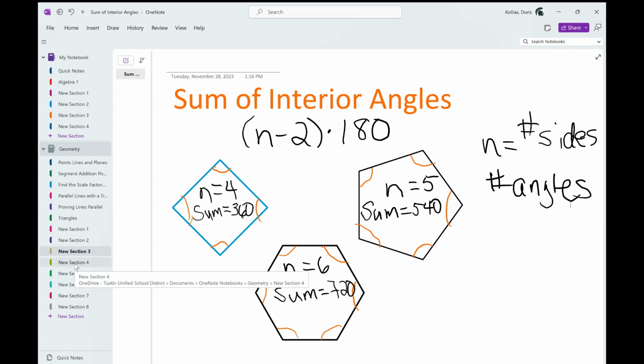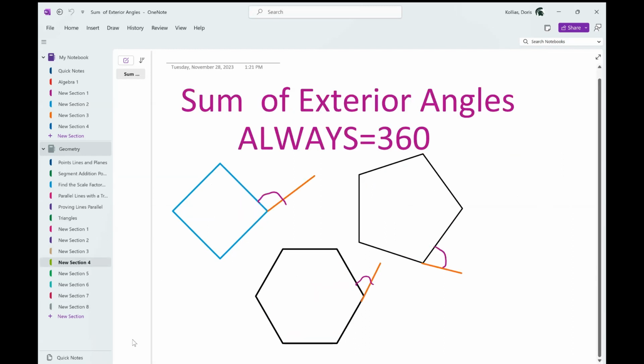Now, that is different than when we are looking at the sum of exterior angles. If you were to go all the way around and add up all of the angle measures of the exterior angles, then what you would get is 360 no matter how many sides you have on the polygon. It's always going to equal 360, and we have discussed that. If you need more explanation, then you should look at some other videos that put this together for you.